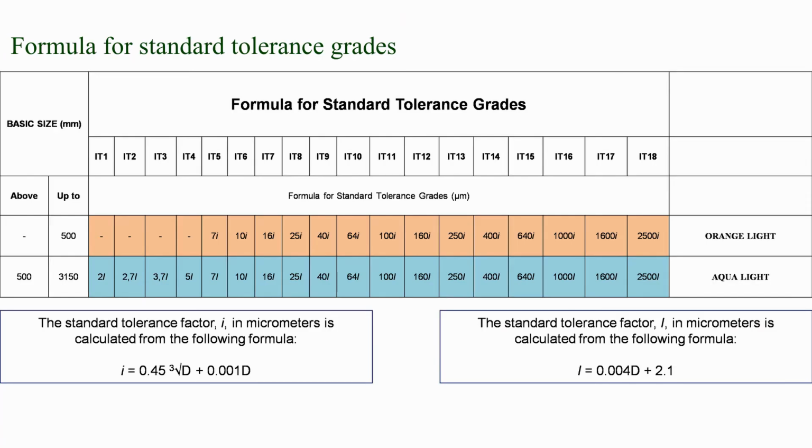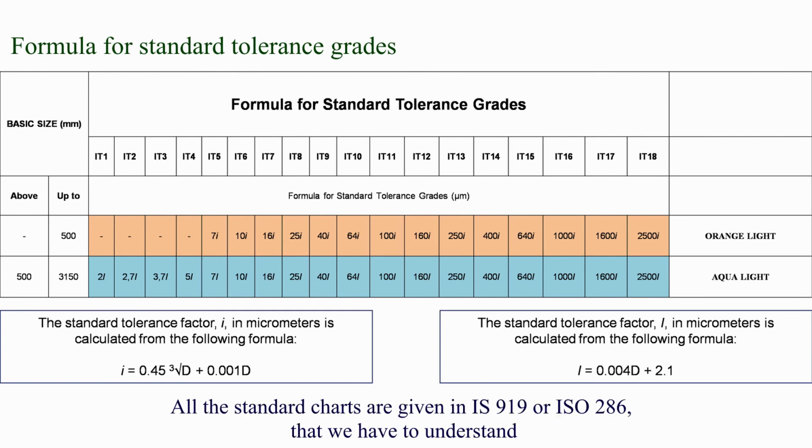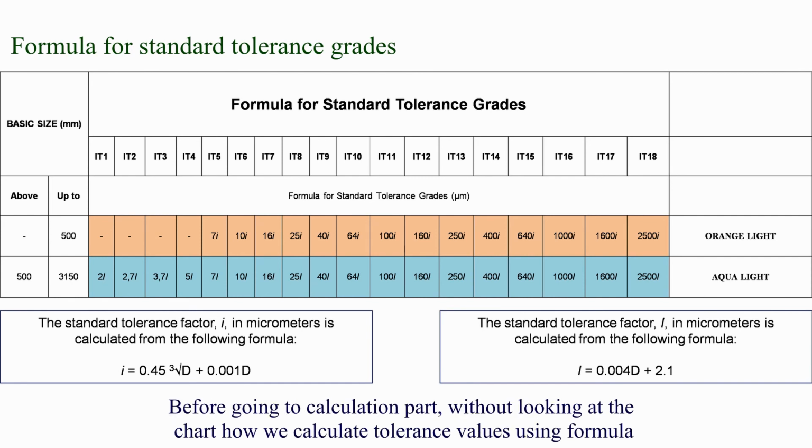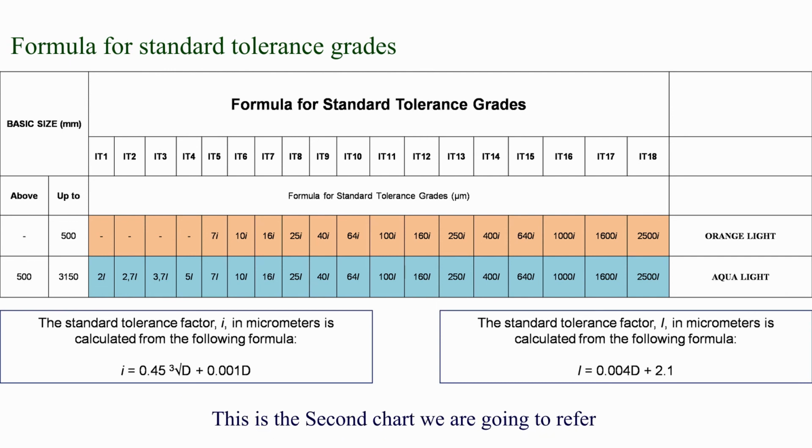Formula for standard tolerance grades. All the standard charts are given in IS 919 or ISO 286. We can directly find out the tolerances using those charts. Before going to the calculation part, without looking at the chart, let us see how we calculate tolerance values using formula. This is the second chart we are going to refer.